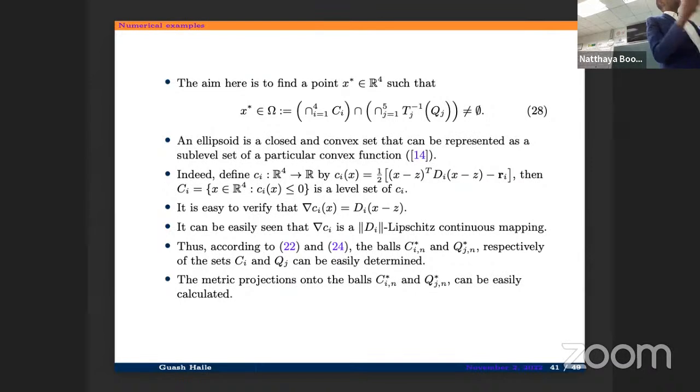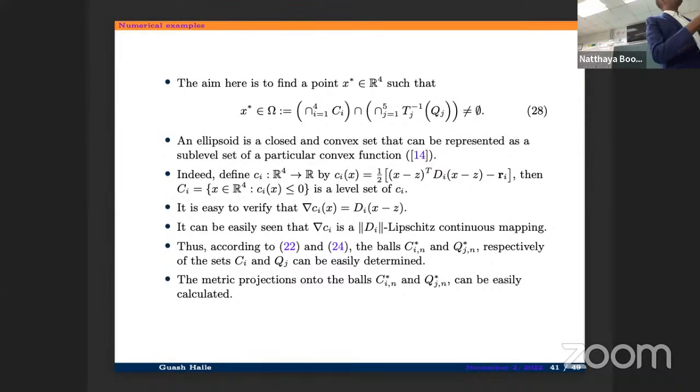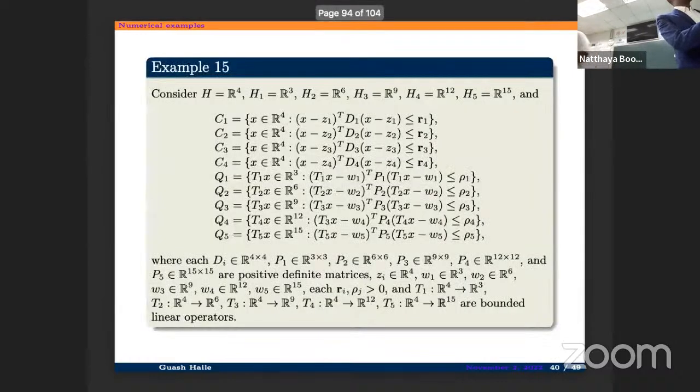So we know that an ellipsoid is a closed and convex set that can be represented as a sublevel set of a particular convex function. We can see this in reference 14. So indeed, we define C_i in this form. It's nothing but from this one. We define, for example, c_1, which is equal to one half of this star minus r_1. Similarly, q_5 is half of this star minus rho_5. So we define these functions.